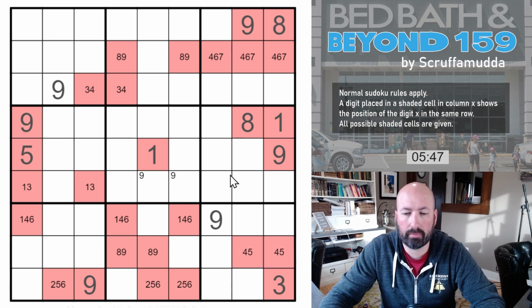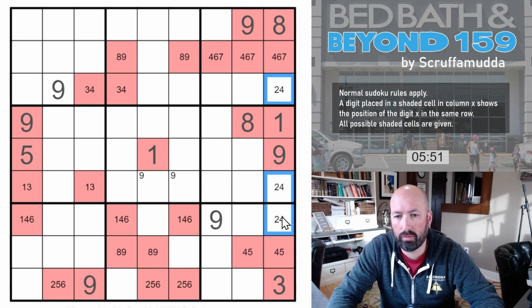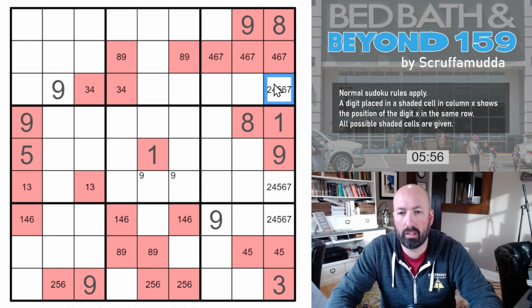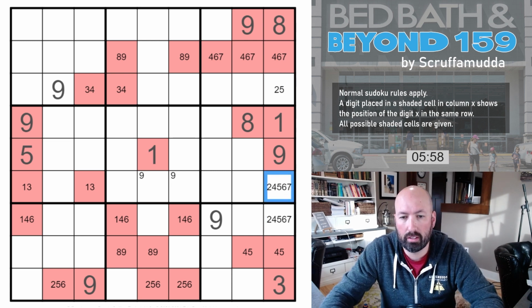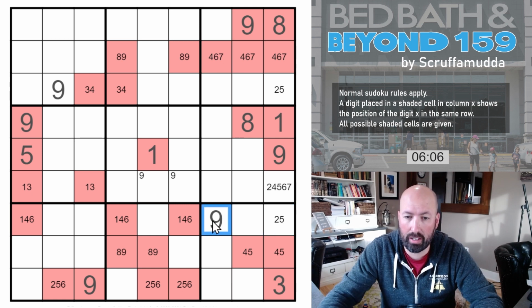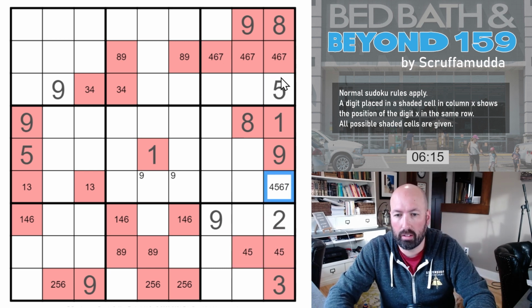But okay, what's left in this column? Let's see. 2, 4, 5, 6, and 7. This one can't be... Oh, this one can't be 4, 6, or 7. This one can't be 4 or 6. This one can't be 7, right? We just said it can't be 7 because of the 9 there. So this is... Oh, and it can't be a 5. So this is a 2. Because of the 4, 5 pair. So this is a 2, which this is a 5 then. This can't be 2 or 5.